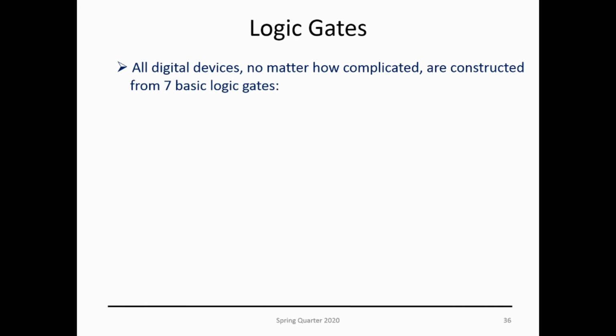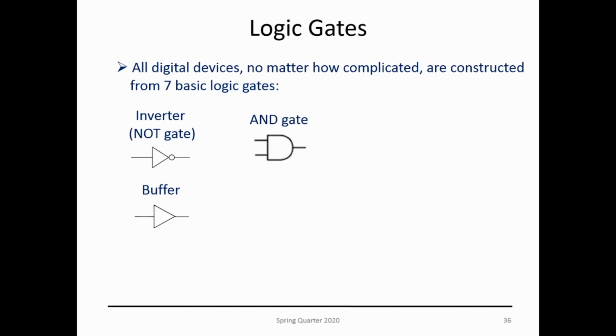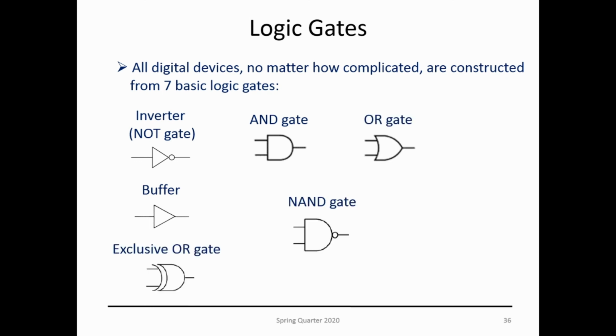All digital devices, no matter how complicated, are constructed based on 7 basic logic gates. We saw the NOT gate, the inverter. We also saw a buffer. And we have the AND gate. We saw these 3 circuits. We can have an OR gate, exclusive OR, NAND, and NOR gate.